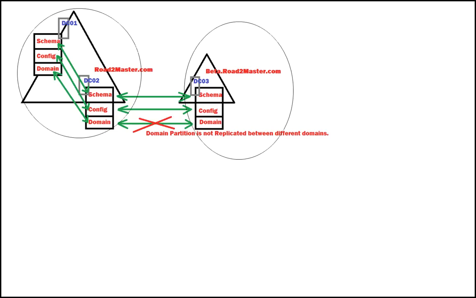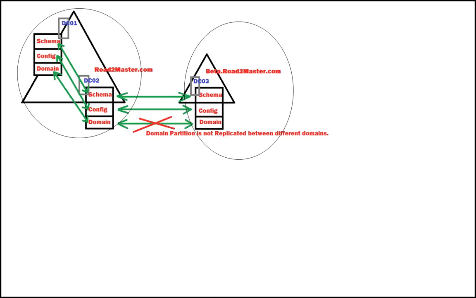Okay? Now what? It is going to go with a site link, right? If beta.roadtomaster.com wants to know something about the roadtomaster.com, it has to go via site link, right? Because it's between the sites. Now that's not going to be fast, right? Your site link might be slow, so you might get the response much slower, right?